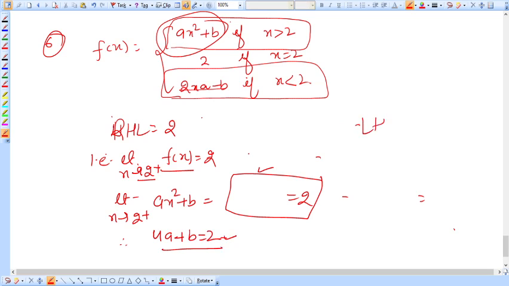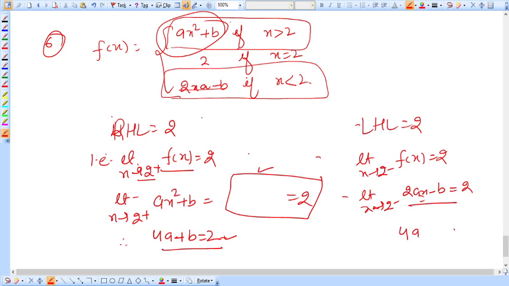Similarly left hand limit is equal to 2, therefore limit x tending to 2 from the negative side f of x is equal to 2, that is limit x tending to 2 from the negative side 2ax minus b is equal to 2, that is 4a, अगेन 2 यहाँ पे पुट कर लो तो कितना हो जाएगा, ये 2 into 2 is 4, 4a minus b is equal to 2, okay. So this is equation number 1, this is equation number 2.